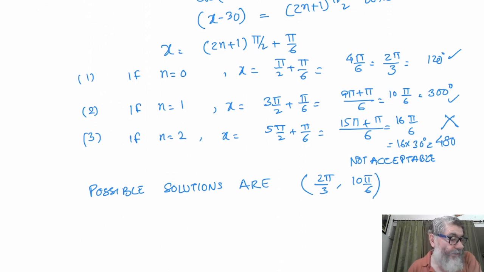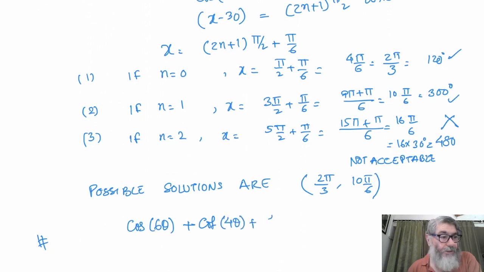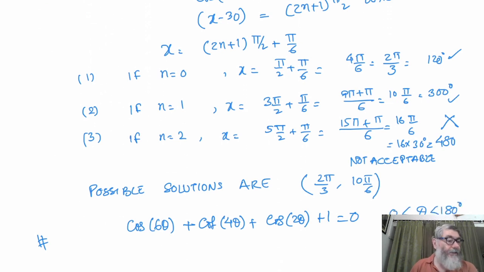Now let us see the next question. Cos 6 theta plus cos 4 theta plus cos 2 theta plus 1 is equal to 0, and theta has to lie between 0 and less than 180 degrees. It has to lie between this and this.